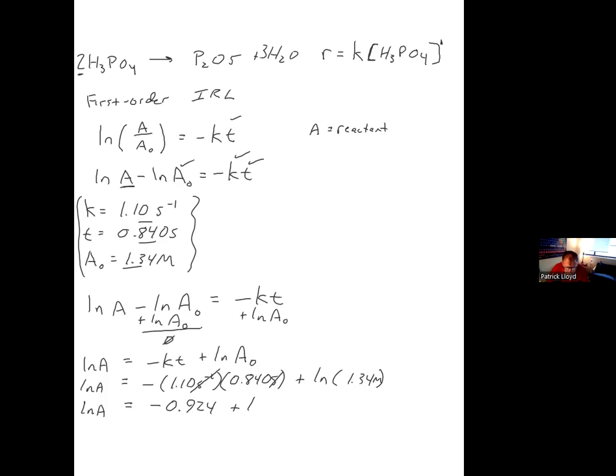So I get 0.2927. That's what happens when I take the natural log of 1.34. I'm going to add those two numbers together. Notice you're adding a negative and a positive, and the negative is a larger value than the positive, so you'll get a negative answer. So I get negative 0.6313. Now, how do we get rid of the ln, right? Because this is ln of A. We don't want ln of A. We want A.